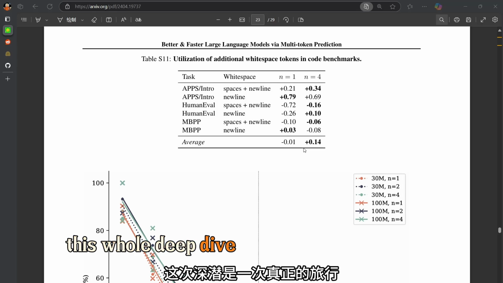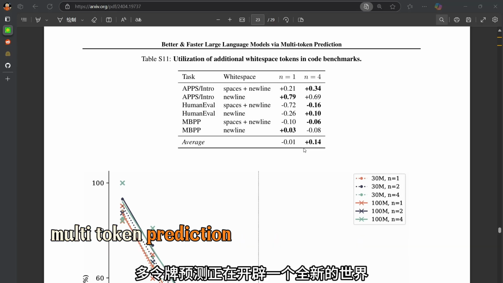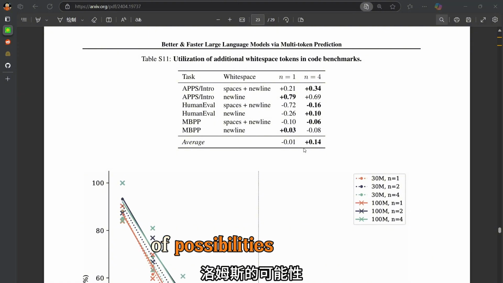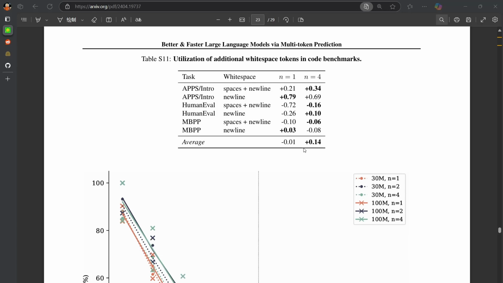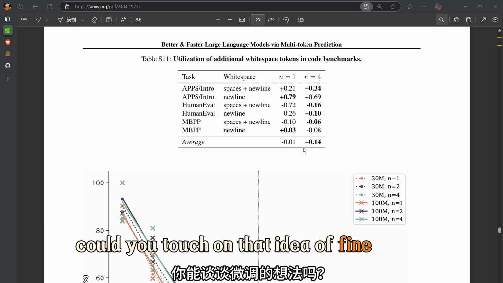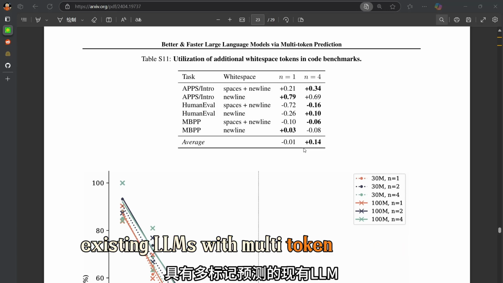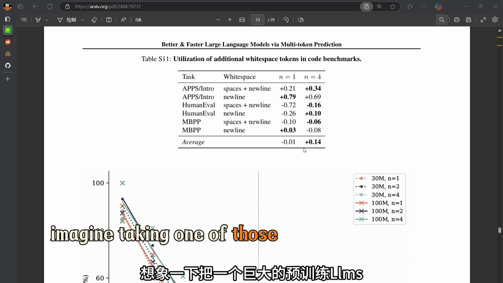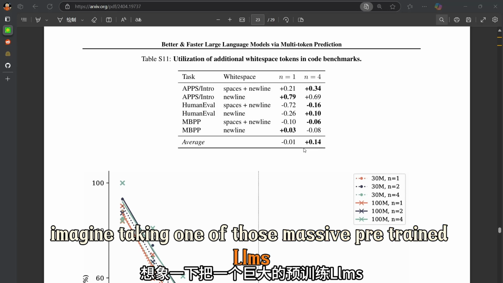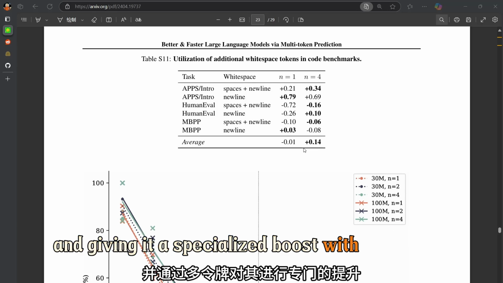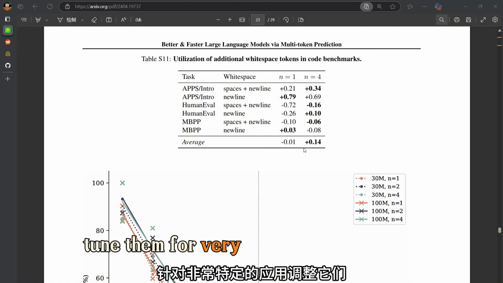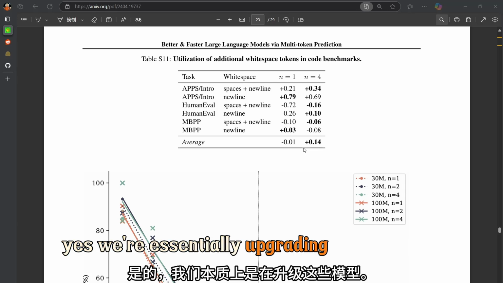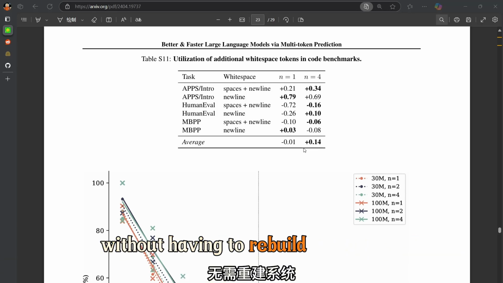This whole deep dive has been a real journey. Multi-token prediction is opening up a whole new world of possibilities for LLMs. It really is. We're just at the beginning, but it's clear that this has the potential to be a game changer. Before we finish, could you touch on that idea of fine-tuning existing LLMs with multi-token prediction? Absolutely. Imagine taking one of those massive pre-trained LLMs and giving it a specialized boost with multi-token. So we can leverage those existing capabilities and fine-tune them for very specific applications. Yes, we're essentially upgrading these models, enhancing their performance without having to rebuild the system.